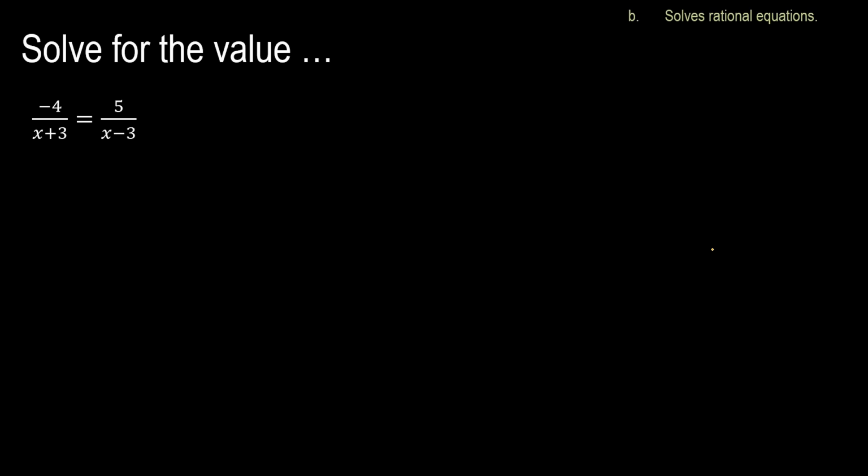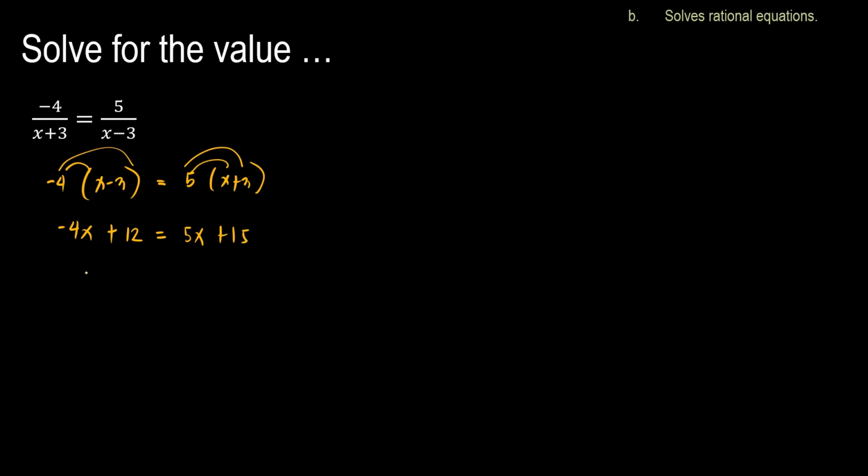So let's have another example. Given negative 4 all over x plus 3 is equal to 5 all over x minus 3. Again, we're going to use the cross multiplication method. So negative 4 times x minus 3 is equal to 5 times x plus 3. So we distribute negative 4 inside the group. Negative 4 times x, we will have negative 4x. Negative 4 times negative 3, we will have positive 12, is equal to 5 times x, we will have 5x. 5 times 3, we will have 15.